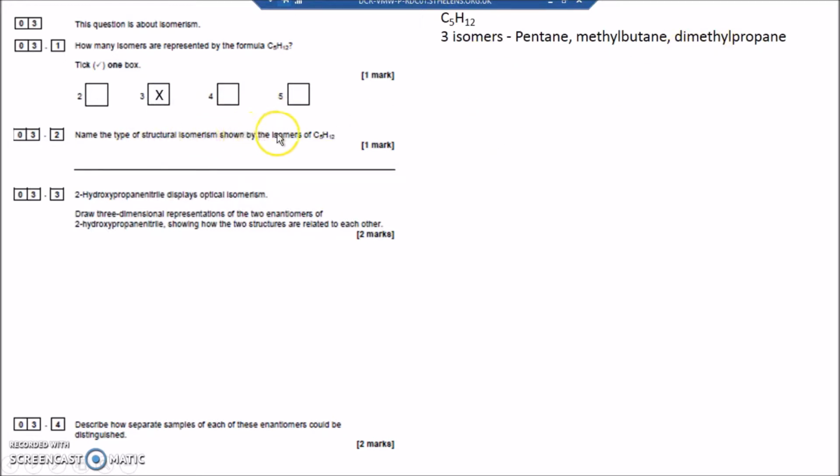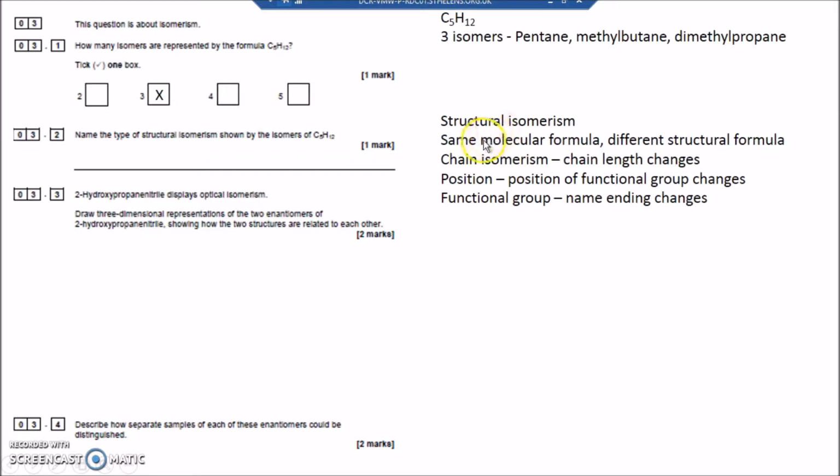Name the type of structural isomerism shown by C5H12. So structural isomerism, remember, is the same molecular formula but just a different structural formula, so it's drawn in a different way, in a different structure. And there are 3 types: chain isomerism, where the length of the chain changes; position, where the position of a functional group changes, maybe a double bond changes its position, or an OH changes its position on the chain; and functional group, where the actual functional group changes, so maybe it changes from a double bond to a cyclic set of single bonds, something like that. In this case, pentane has shortened its chain to methylbutane, shortened its chain again to dimethylpropane. It's chain isomerism.